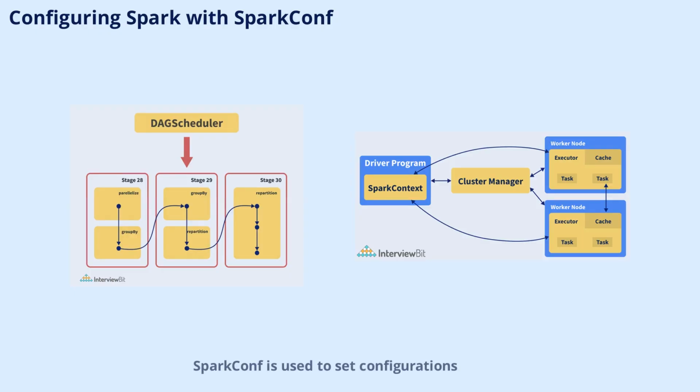SparkConf is used to set configurations and parameters for running Spark applications. You can specify options like the master URL, application name, and other settings. SparkConf ensures your application runs with the desired resources and behaviors, whether on a local machine or a large cluster. Proper configuration is key to optimizing performance and resource utilization in your PySpark jobs.